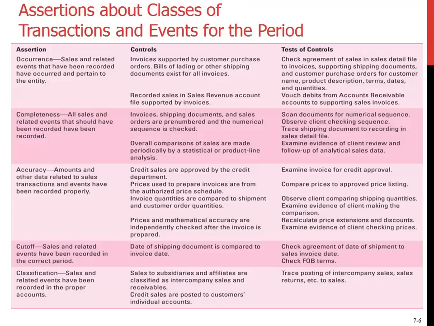The kinds of controls, so the auditor is going to look at the controls associated with the sales and collection cycles, and they're going to want to see things such as that invoices are supported by customer purchase orders, bills of lading or other shipping documents for all invoices, right? It's because you want to make sure that your sales are to bona fide customers, right? So your auditor is going to look to see that there are proper controls over the customer master file, that a sale that is recorded has been made to a bona fide customer.